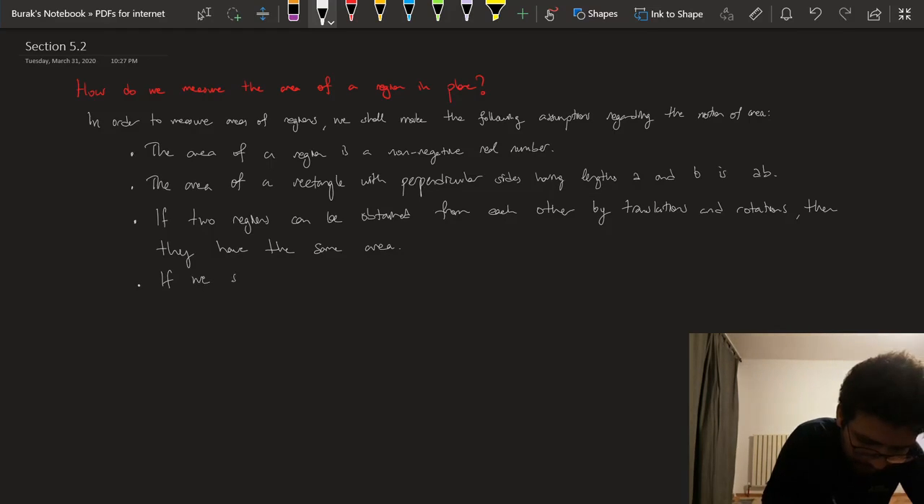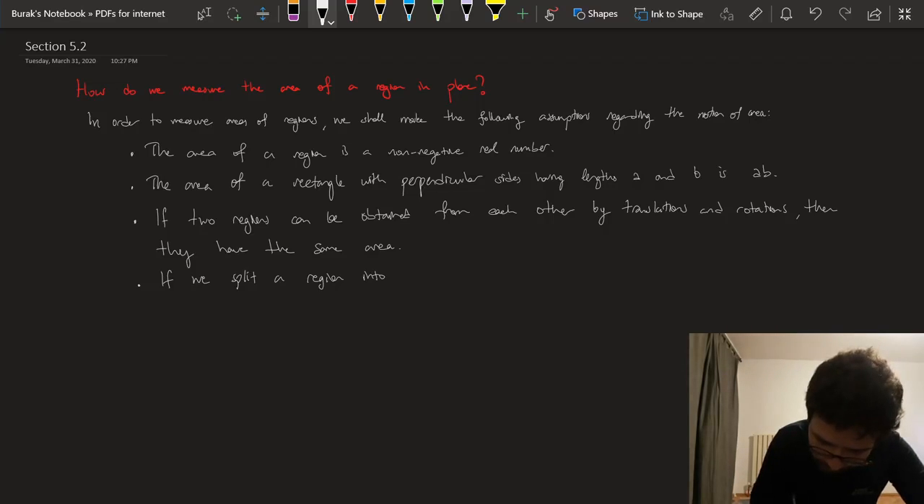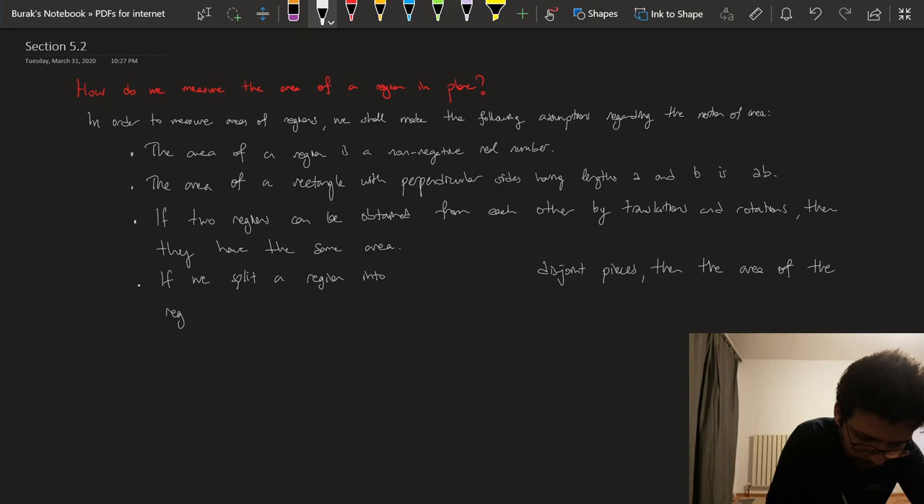And finally, if we split a region into disjoint pieces, then the area of the region is the sum of the areas of the pieces.